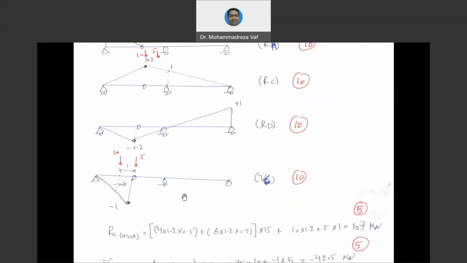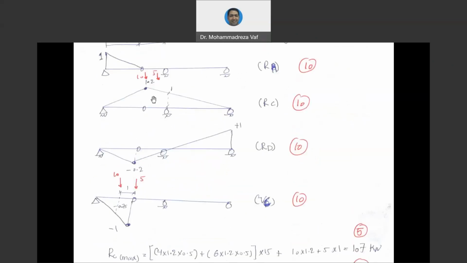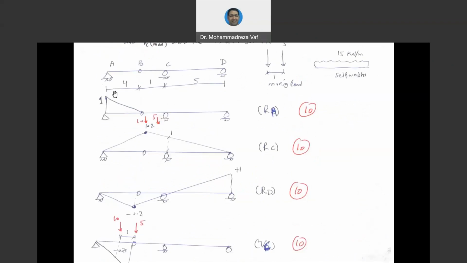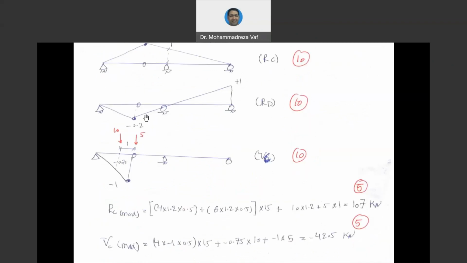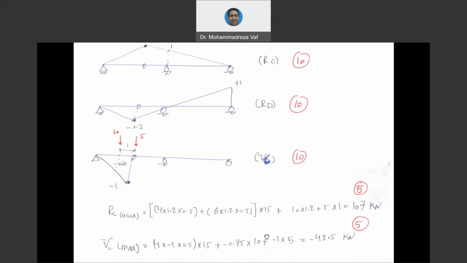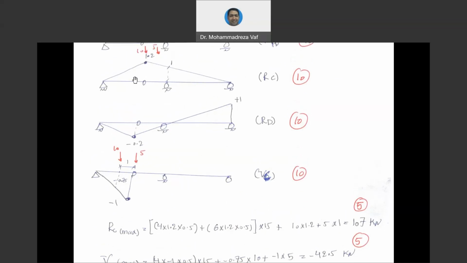This is what we have done here. So you can see we have calculated the area. We have two triangles, 4 multiplied by 1.2 divided by 2. It gives this triangle, and 6 multiplied by 1.2 divided by 2, the second triangle, and multiplied by 15. This side is the effect of uniform load, and then 10 multiplied by 1.2 and 5 multiplied by 1 is giving us the effect of point load. And totally we get 107 as RC max.